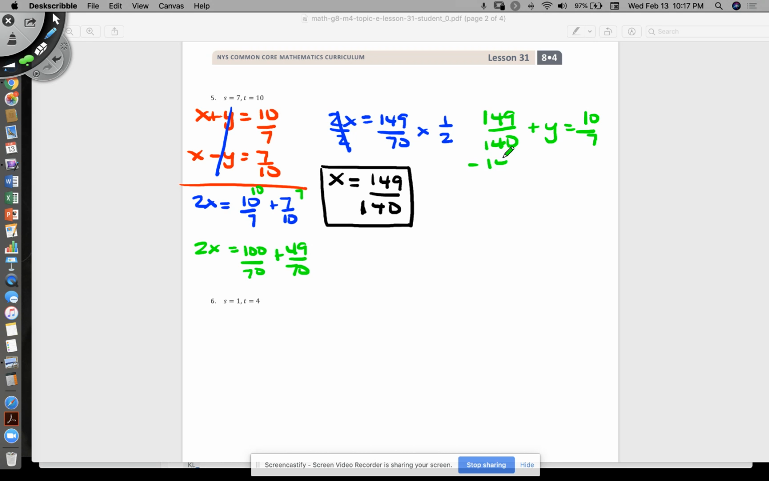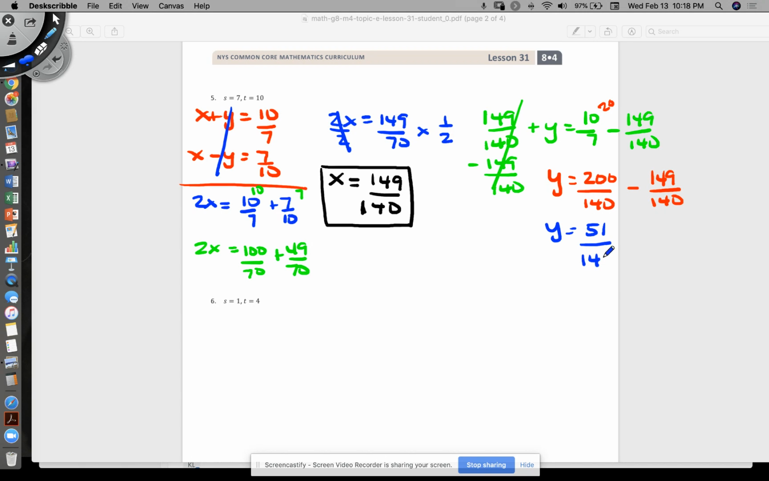So subtract this out. Those cancel. And I wind up with y equals, now I'm going to multiply this by 20 so I can get a common denominator, 200 over 140 minus 149 over 140. And so my final answer here is y equals 51 over 140.